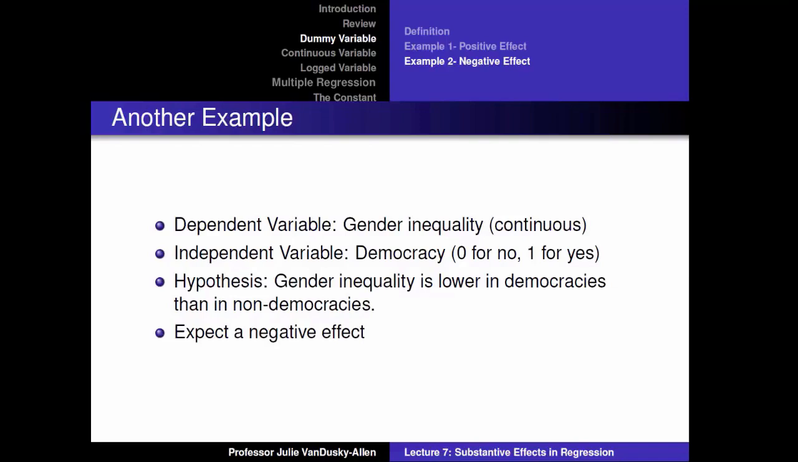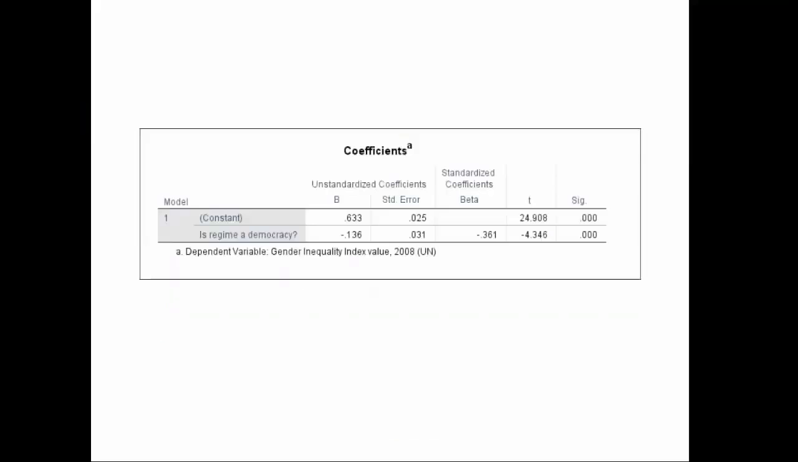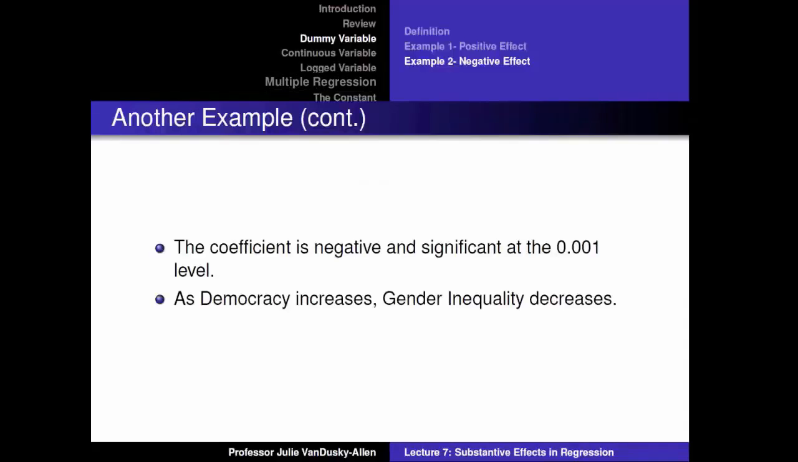Your hypothesis is gender inequality is lower in democracies than non-democracies. In other words, you expect your independent variable to have a negative effect on your dependent variable. Here are the results of your analysis. The coefficient has the expected negative sign, and the sig value is 0.000, meaning the coefficient is negative and significant at the 0.001 level. You have support for your hypothesis.